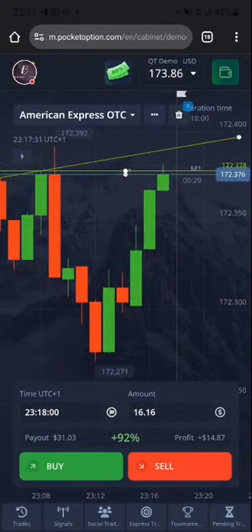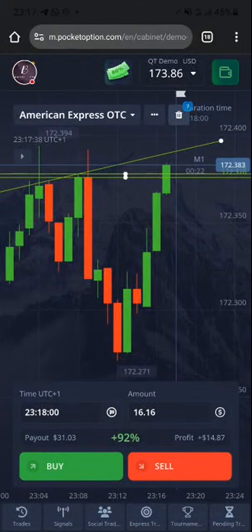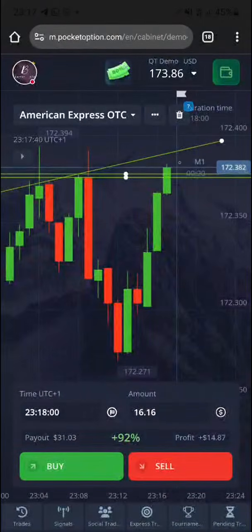So look at this now. We have a common point of rejection. We can take a trade above this round number if price comes there. You understand? That's one. Then if price closes somewhere here, we can go with the sellers.